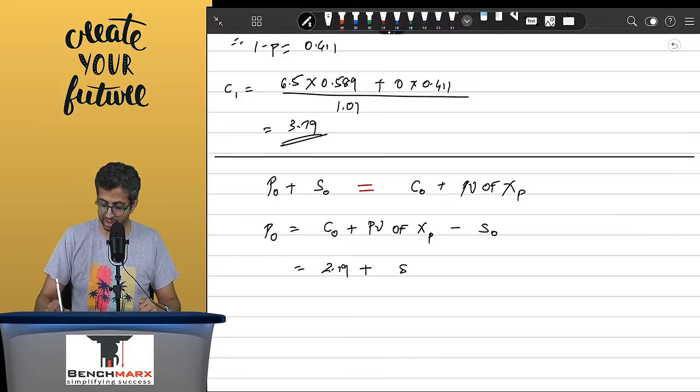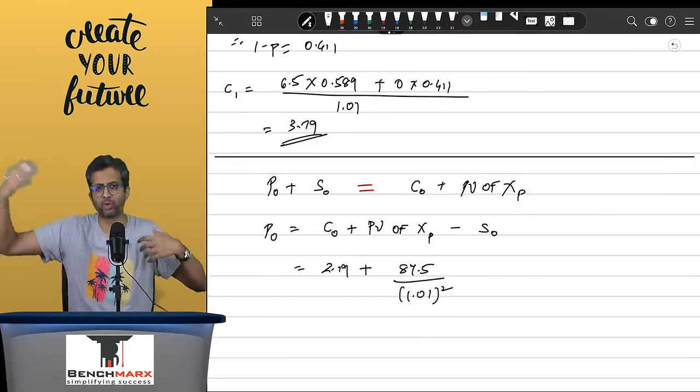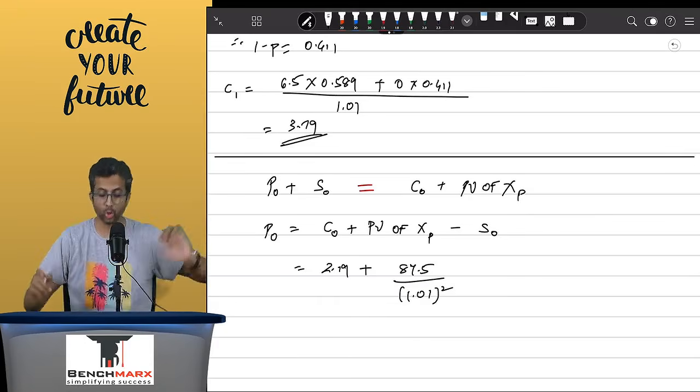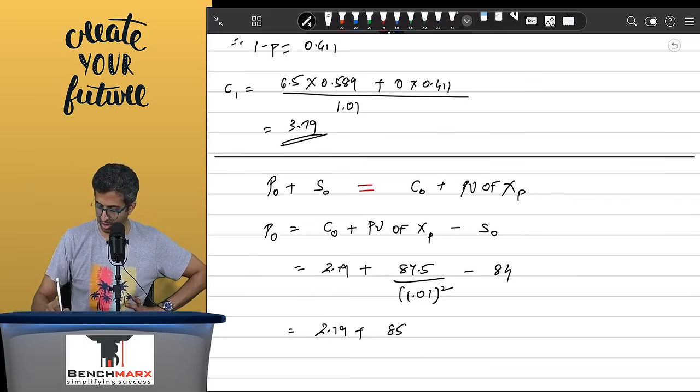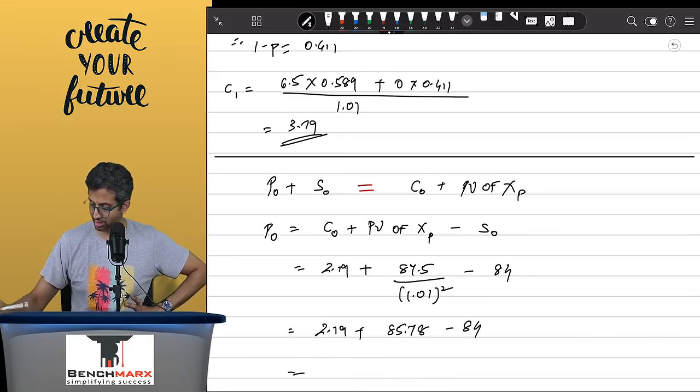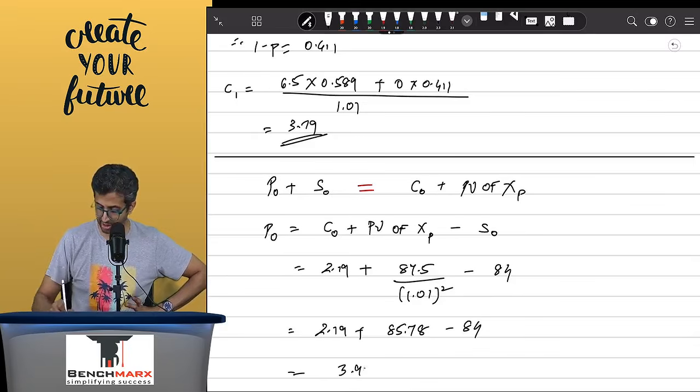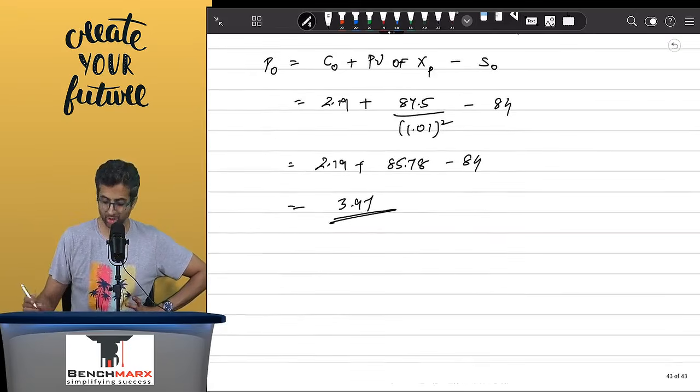The present value of the exercise price, this is 87.5, discounted by 1.01 two times. So it's approximately 4% per annum, that is around 2% simplistically over 6 months, minus S0, which is around 84. So if I were to do this, this is 2.19 plus, let's say, 1.01 into 1.01, that is 1.0201. So 87.5 upon 1.0201 will be around 85.78 minus 84. So 2.19 plus 85.78 minus 84, and you will get around 3.97. So using such a small working, you can directly get 3.97.